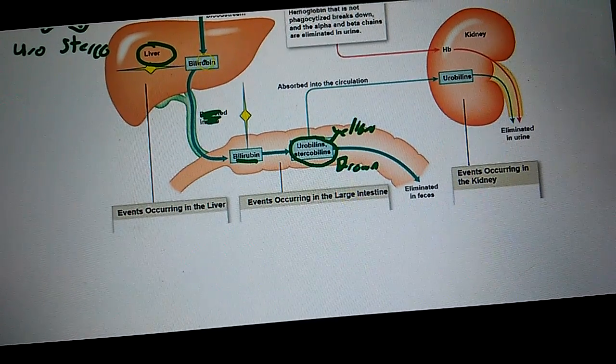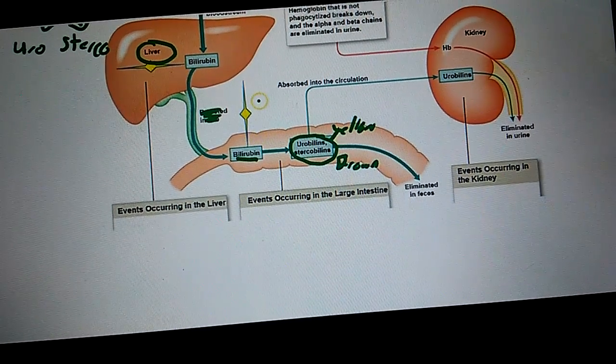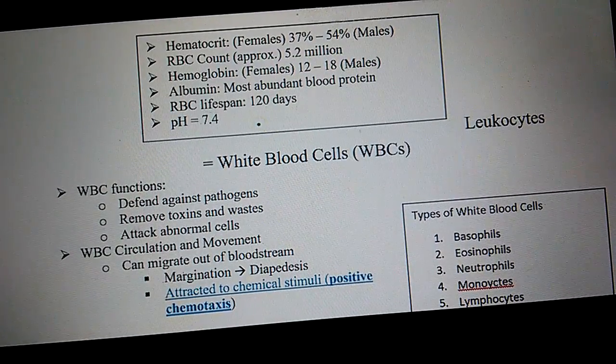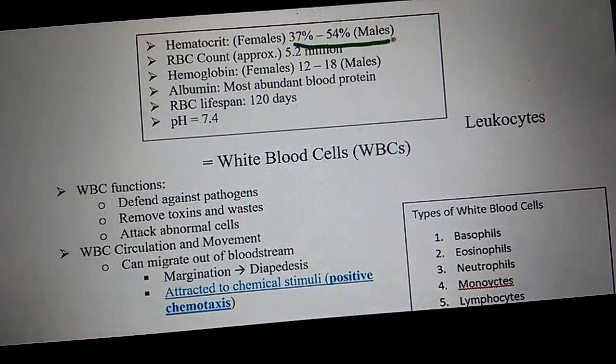Does sterco come out in the feces? Yes. Does urobilin come out in the urine? Yes. Okay, you want to make sure you remember this, guys.